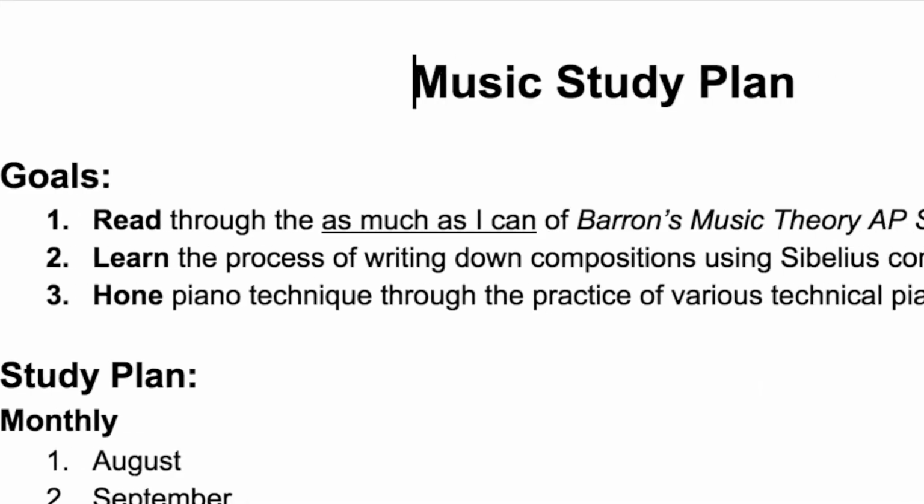Alright, so the first thing I did was I decided that I was going to have 3 goals. Now, before this class, I've been composing a little bit on my own, but I began to understand that I didn't really know much of the music theory elements. So my first goal was that I was going to read through as much as I could of Barron's Music Theory AP study book.